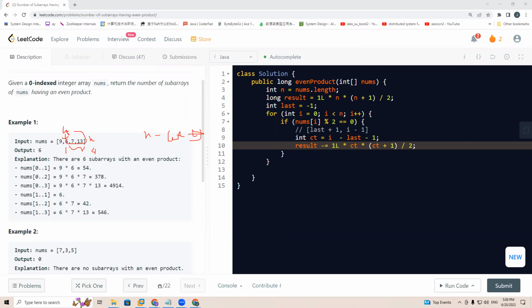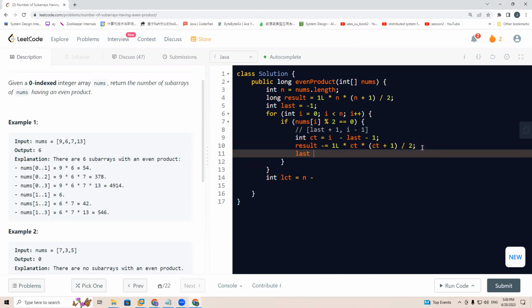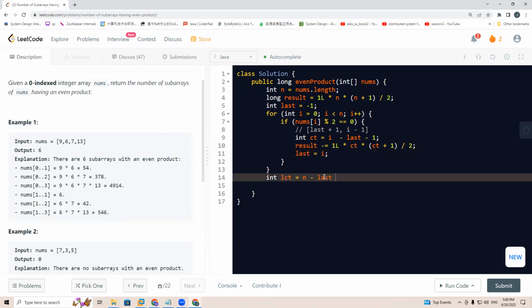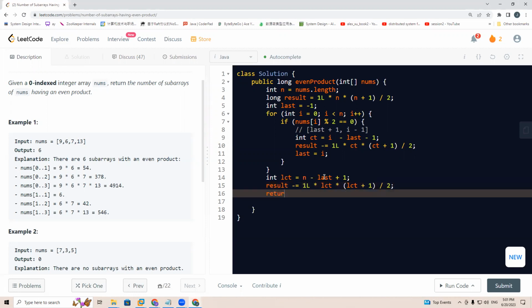So after we finish this for loop, we'll say the last count equals n minus last minus 1. And also here, right? We should have last equals i every time. Then n minus last minus 1, okay? So we'll have result minus equal to 1L multiplied by last count multiplied by last count plus 1 divided by 2. And we return result.